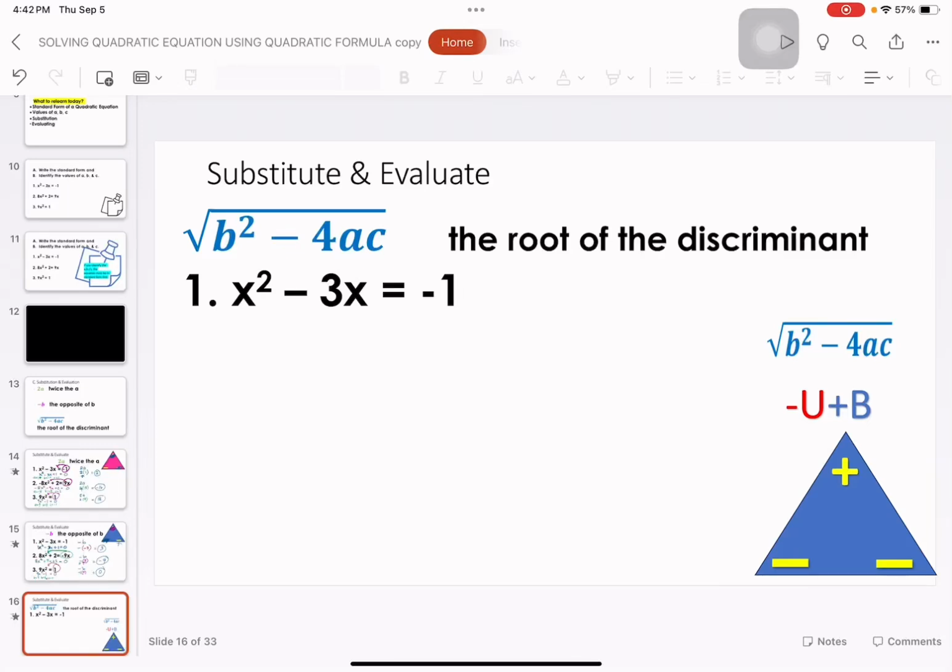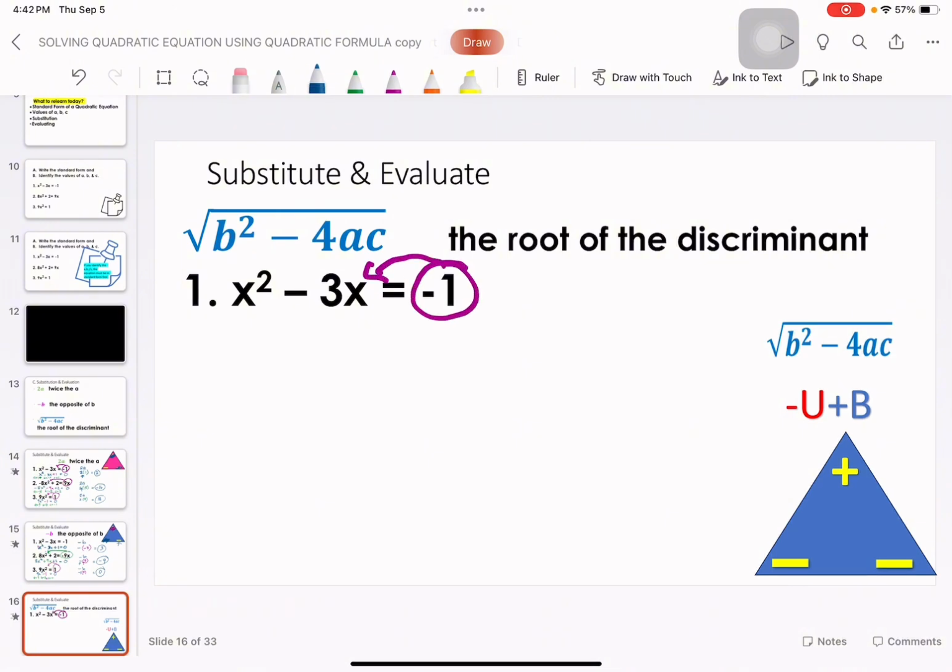Okay, so we're now on the seventh part of the video, I guess. Let's now substitute and evaluate the root of the discriminant. First things first, since merong ABC dyan sa ating root of the discriminant, kailangan naka-standard form muna yung ating equation. So, x squared minus 3x, basically, yung negative 1, lilipat sa kabila. So, we now have x squared minus 3x. Yung negative 1, magiging positive 1, equals 0.